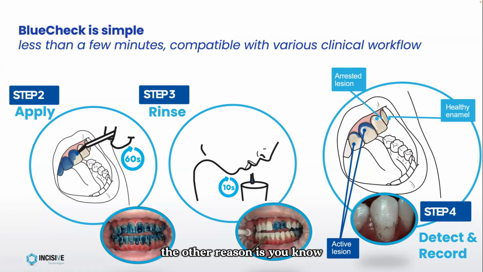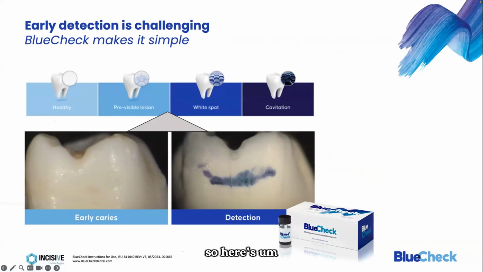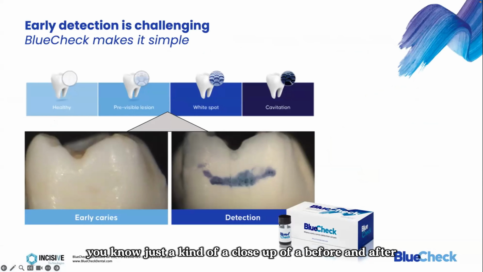The other reason is, Blue Check only detects active lesions. So if you see a white spot and you apply Blue Check and it doesn't bind there, that gives you an indication that the white spot is not active, it's arrested. And so Blue Check can be used as a monitoring tool as well, to monitor how well your remineralization agents are working. And also, if you have a white spot that's not active, you may not need to do anything but continue monitoring. So here's just a close-up of a before and after.